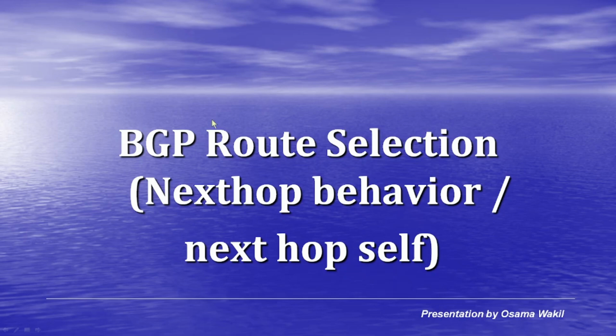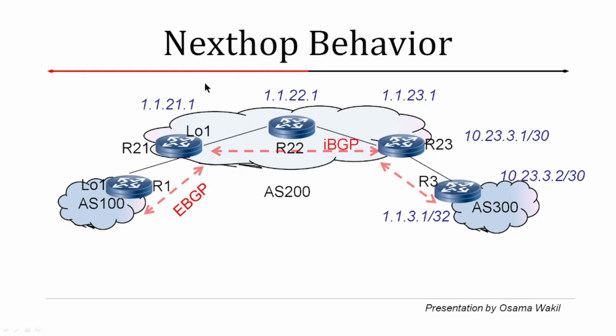Hi, in this video we are going to talk about the BGP Nexthop attribute, how it behaves, iBGP versus eBGP, and the use of the Nexthop self command. So let's first look at what a Nexthop attribute actually is. Let's look into this diagram and we can understand the definition by using it.